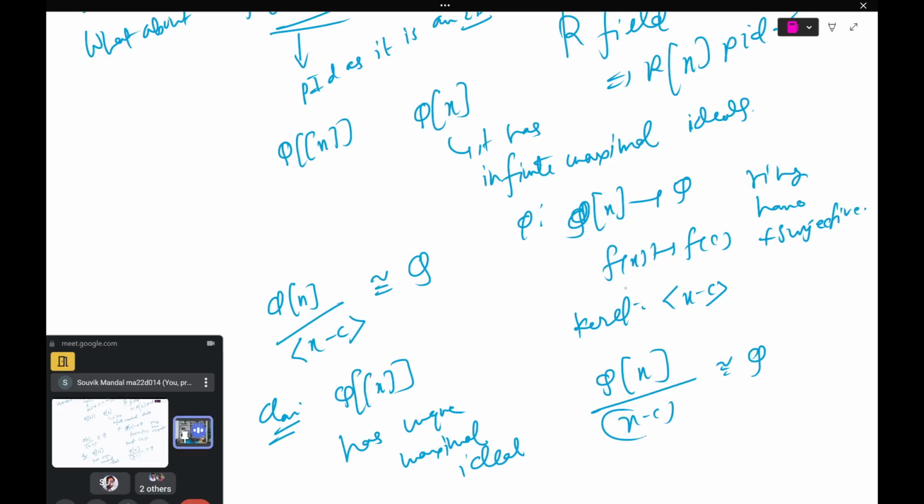Okay, the thing is that, first of all, in order to solve this problem, we need to compare some properties. The PID-ness is not working because both are PIDs. Now we are looking at the number of maximal ideals of both the things.